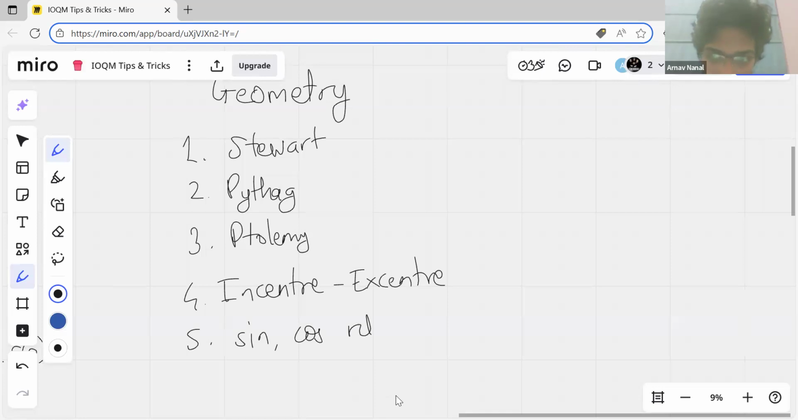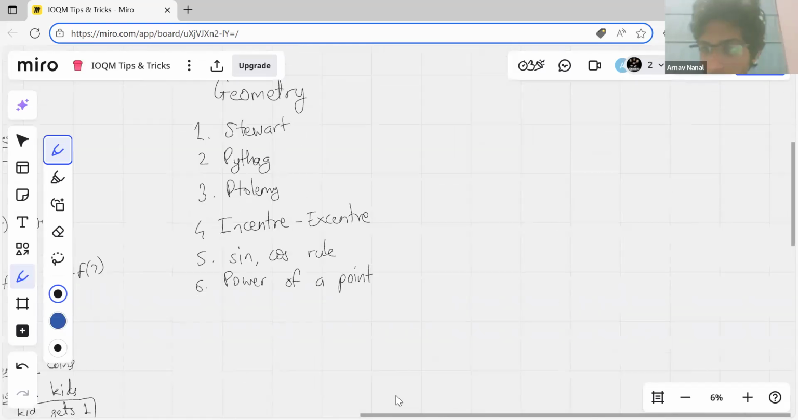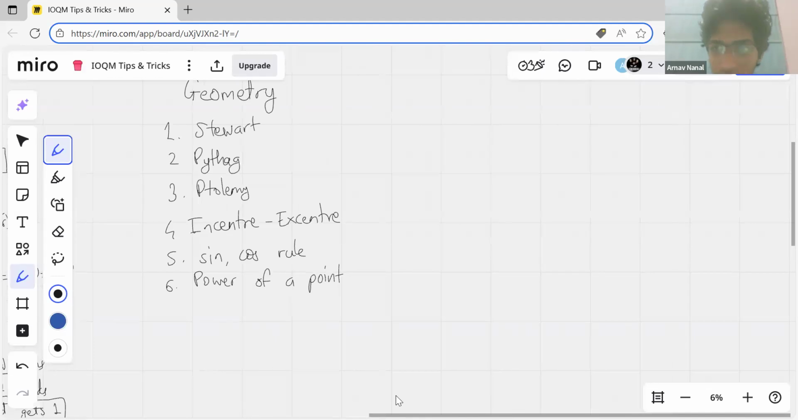Power of a point is very essential because it is a recurring thing in IOQM Geo. After this, you need to be good at basic angle chasing. You need to spot similar triangles for ratio chasing and stuff. Then sometimes you can try to coordinate bash, just set up some coordinate system and do it very quickly. Okay, now these are some cheat tricks.